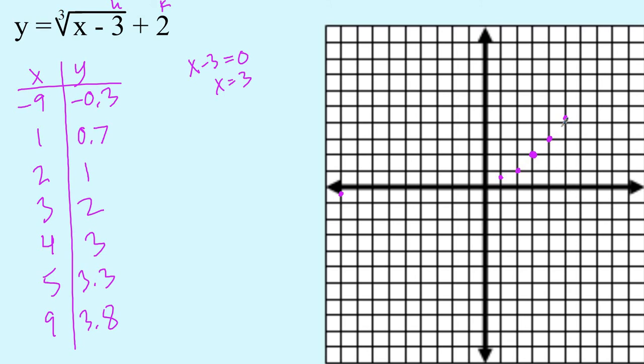Did I not graph this one right? What did I do? 5 is 3.3. Ah, I didn't graph that one right. Grab the eraser, hold on. 3.3. Okay, and then 9 is at 3.8. So yeah, it should take a while for it to go anywhere, right? Unless it's got a big A value, or an A value that's going to manipulate it.